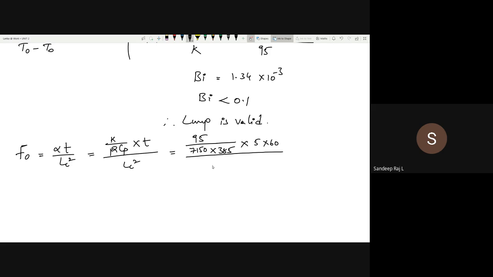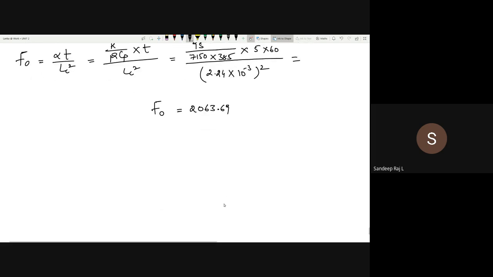It is 2.24 into 10 to the power of minus 3, whole square. Don't forget this square. Many times people forget this square while substituting in the calculator. Now tell me what is the Fourier number value. 2063.69. Yes, that's the Fourier number value.